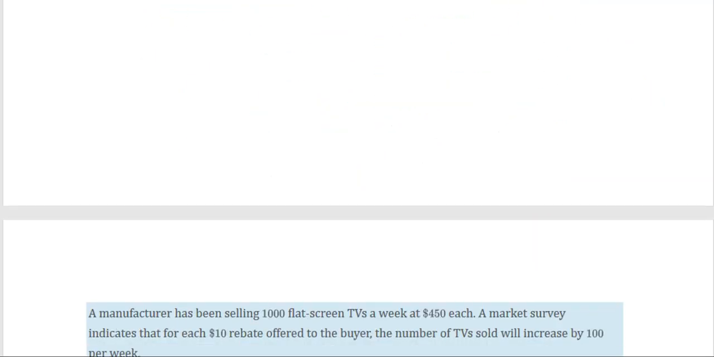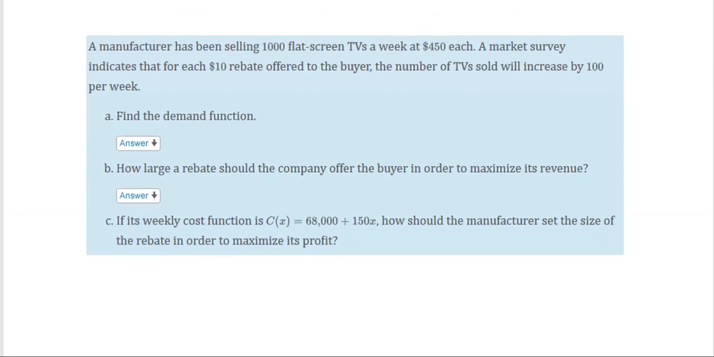All right, now one more, last one. Manufacturer's been selling 1,000 flat screen TVs a week at $450 each. A market survey indicates that for each $10 rebate offered to a buyer, the number of TVs sold will increase by 100. Find the demand function. How large a rebate should the company offer the buyer in order to maximize the revenue? If its weekly cost function is 68,000 plus 150x, how should the manufacturer set the price of the rebate in order to maximize the profit?